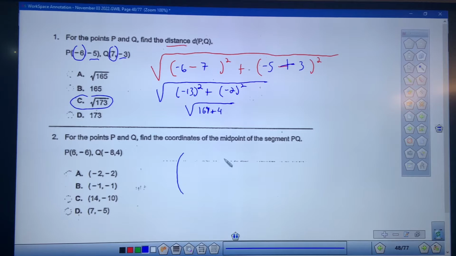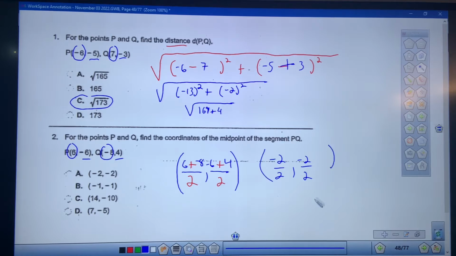Midpoint is a big happy Buddha with rosy cheeks, and he is positive. And we're going to add the x coordinates now. So 6 plus -8, and then add the y coordinates, -6 plus 4. So 6 minus 8 would be -2 over 2, and -6 plus 4 is -2, over 2, and that would simplify to -1, -1.